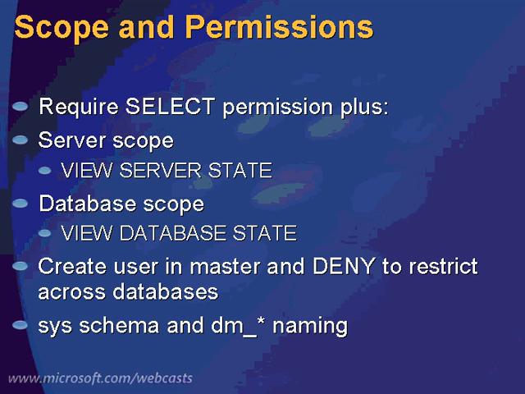Now, the DMVs and DMFs live in the sys schema. All of them have a sort of DM underscore something naming. And the way they've structured the naming, we have DM underscore, and then the next part of the name is a category that the different DMVs or DMFs fall into.